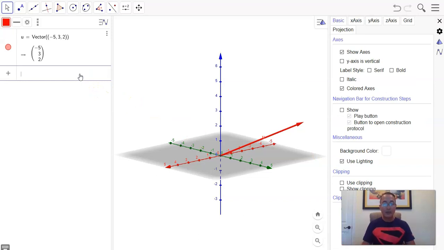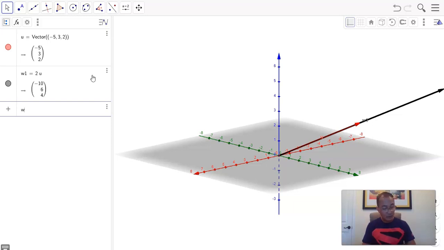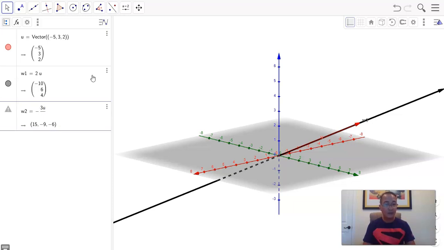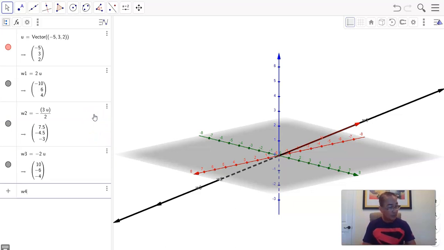Okay, so let's draw the vectors that we just computed. Let's say w1 equals 2 times u. So there it is. As expected, it's twice the length of that vector and pointing in the same direction. And w2 is -3/2 u, so we can write it as -3u over 2. So now it's pointing in the opposite direction. And we also did w3 equals -2u. And how about w4 equals 2.3u?